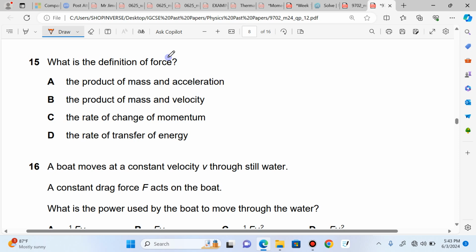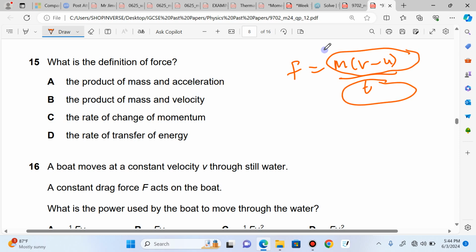What is the definition of force? Question 15. A, the product of mass and acceleration. Yes, that makes sense, but that is not the definition of force, because force is m times (v minus u) over t. Fine, (v minus u) over t will give you acceleration, but m(v minus u) is the change in momentum, while the denominator is time. So force is the rate of change of momentum with respect to time. Rate of change of momentum, or you say time rate of change of momentum. That makes it the only correct answer to question number 15.